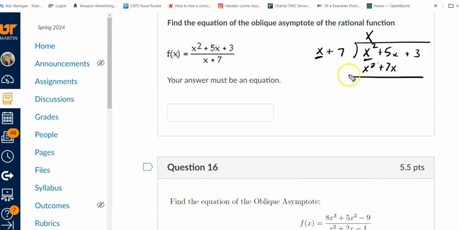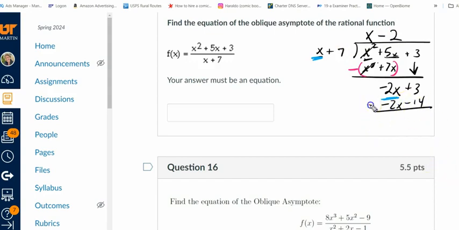And then I subtract this line. So x squared minus x squared, they cancel. Then I have 5x minus 7x. And then I carry this one down. Now, the next thing to ask yourself is x times what equals negative 2x? Well, x times negative 2 equals negative 2x. And then I take the negative 2 and multiply it by everything there. Negative 2 times x is negative 2x, and negative 2 times 7 is negative 14.